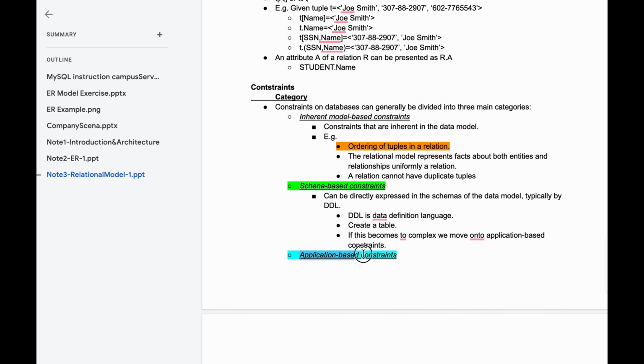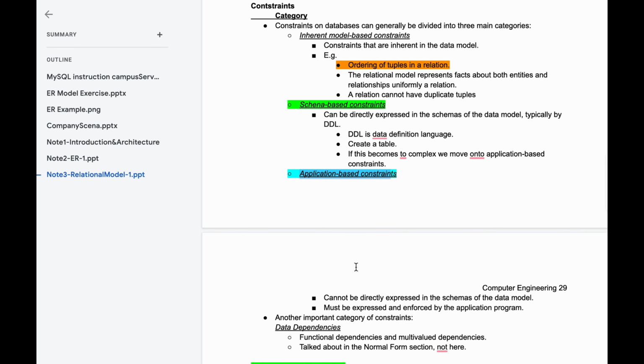So that is where we go for application-based constraints. In here, they cannot be directly expressed in the schemas of our data model. We must be expressing them and enforcing them by the application program. So no more schema-based, we have to make applications for it.